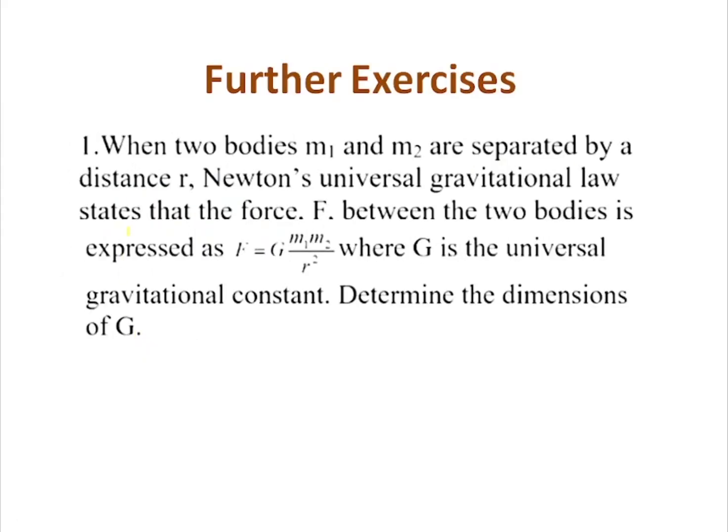Further exercises. When two bodies, M1 and M2, are separated by a distance r, Newton's universal gravitational law states that the force F between the two bodies is expressed as F is equal to what? Big letter G, M1 M2 over r squared, where the big letter G is the universal gravitational constant. Can you determine the dimensions of G?